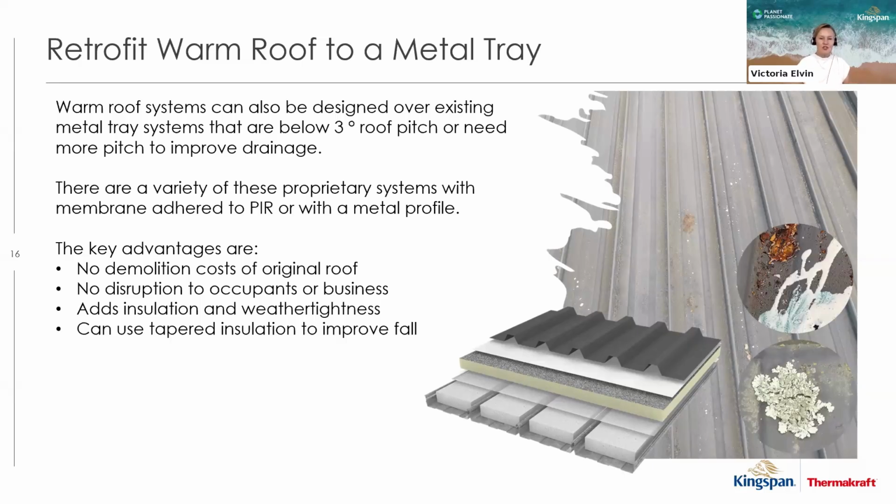As we saw before with retrofitting over a membrane roof, the same advantages exist. There are no demolition costs of the original roof. Assuming that the original roof tests fine for structure and will hold the new roof weight, PIR being a very light material, it's quite easy to do, that roof can simply be overlaid. No disruption to occupants or business.